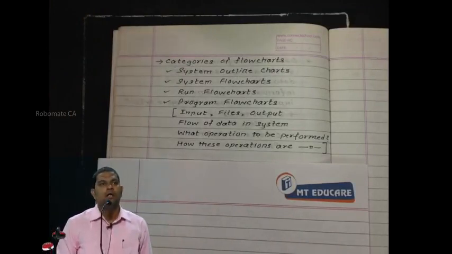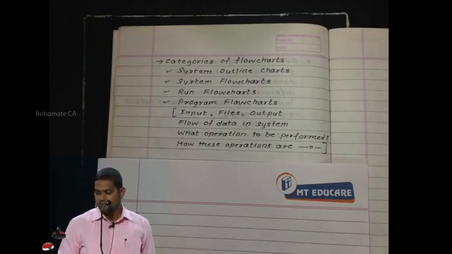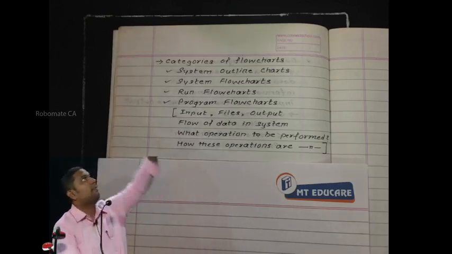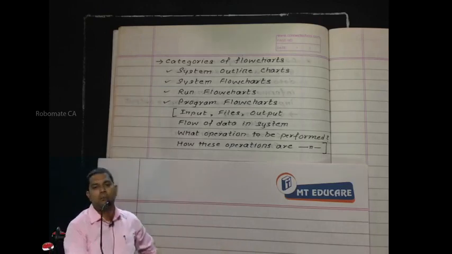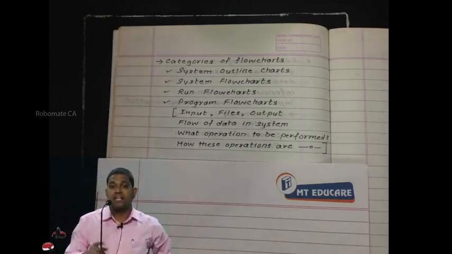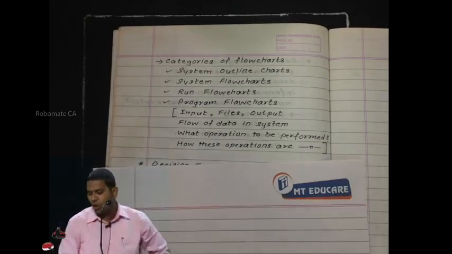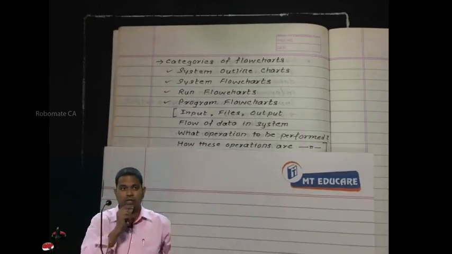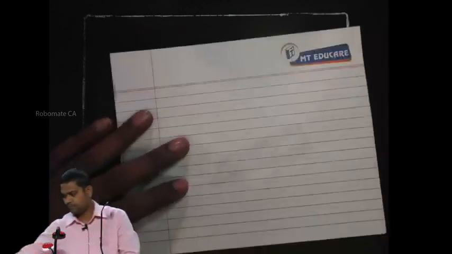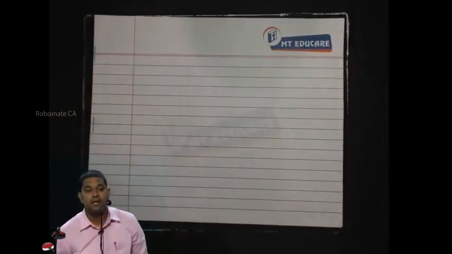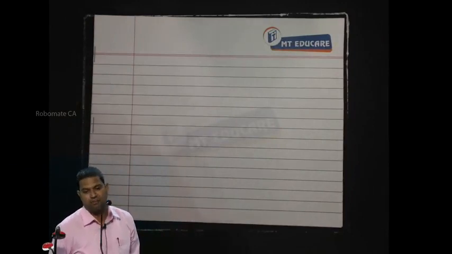We are now moving on. We are continuing with flowcharts itself, and we are trying to understand what the different types of flowcharts are. The first one in this is called a system outline flowchart.